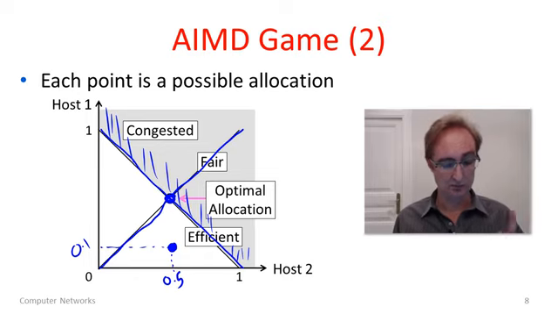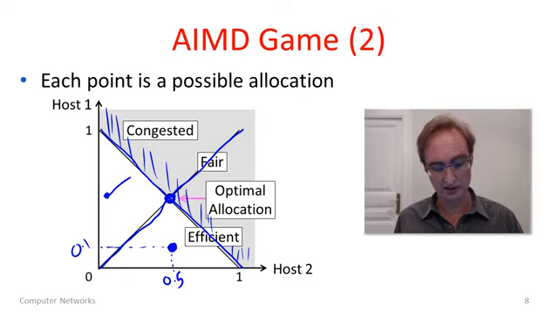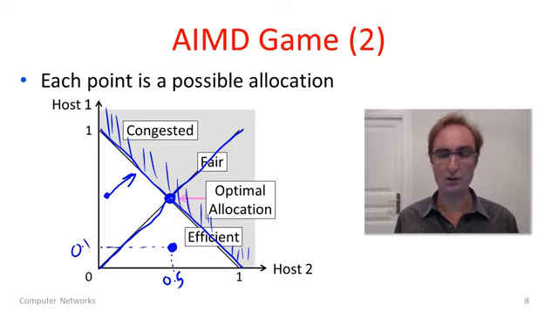So, what I also have to tell you is what AIMD looks like in this diagram. If we take a point, let's just take a point here, additive increase is going to add a fixed amount of bandwidth to both hosts. So that's going to take us along the line at 45 degrees. We're adding, let's just say 0.1 to host 1 and host 2. It takes us up there.